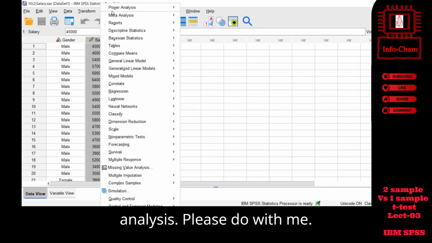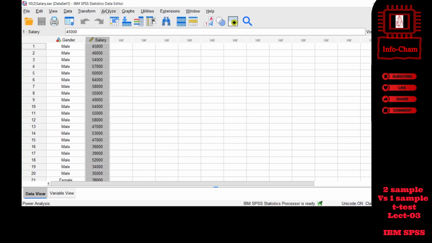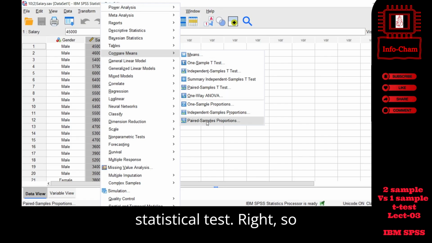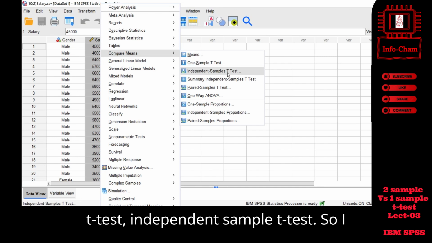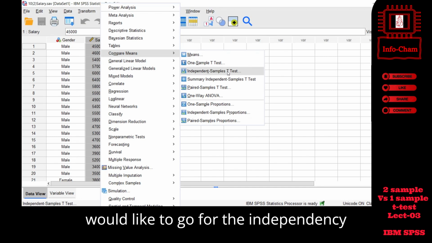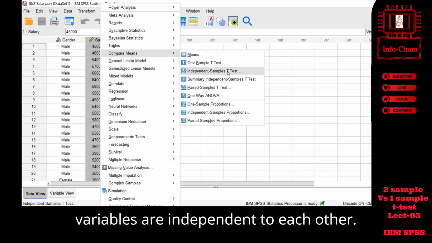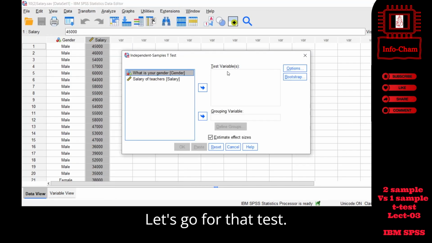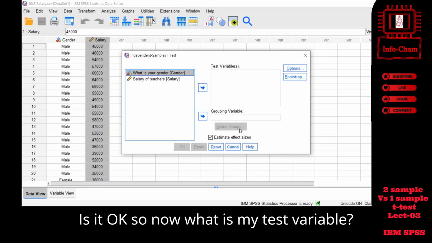Analysis, please do it with me. Compare means. Here we have a lot of statistical tests, right? You can use the one sample t-test, independent sample t-test. I would like to go for the independent sample t-test because both variables are independent of each other. Let's go for that test. Please do it with me. Is it okay?